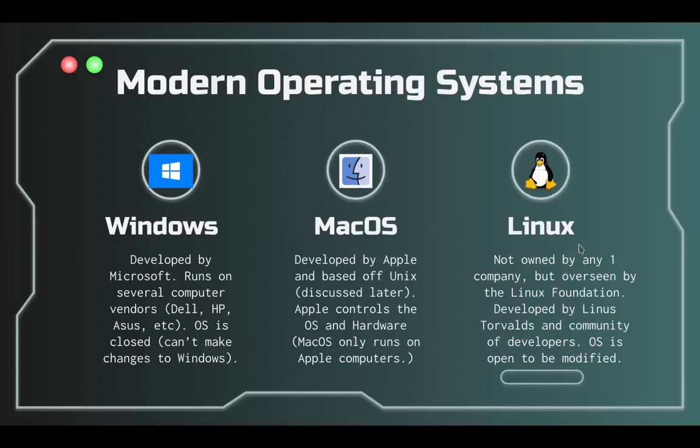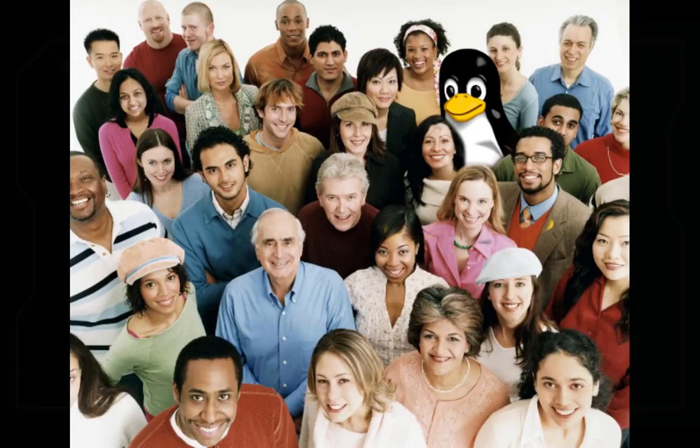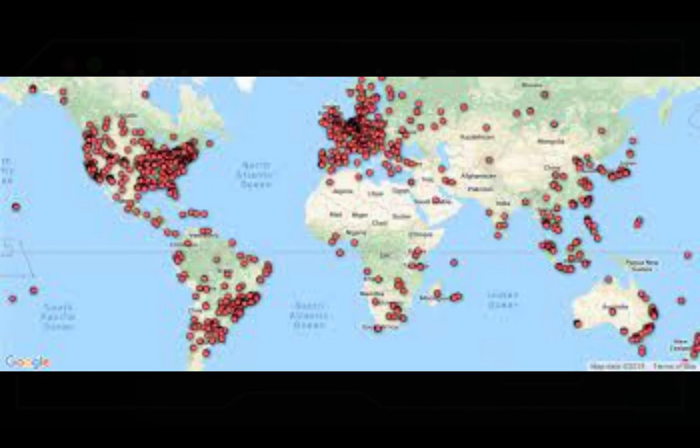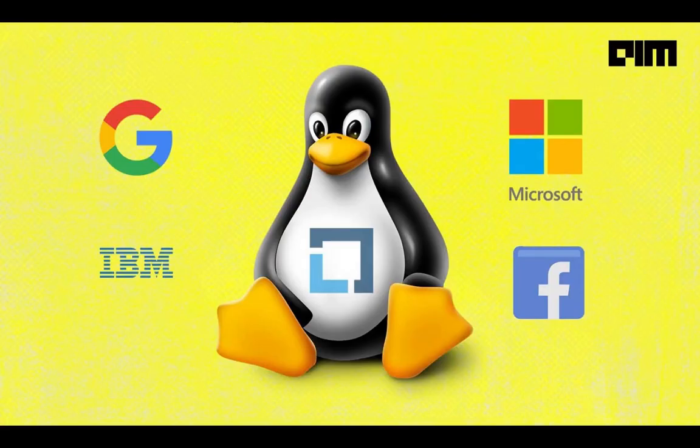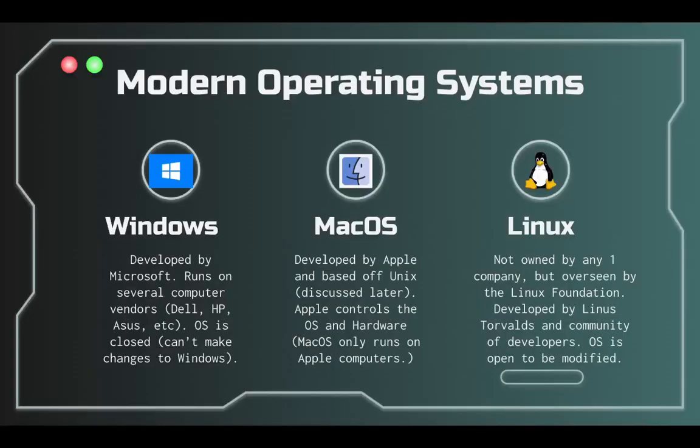Now, Linux is not owned by one company. It is overseen by something called the Linux Foundation. It was developed by a guy named Linus Torvalds, which we'll learn about in another lesson, along with a whole community of people around the world who contribute to Linux. So there's not one company owner. The OS is open, which means you can modify it, you can change it, you can make it become whatever you want it to be. And we'll talk more about that later.